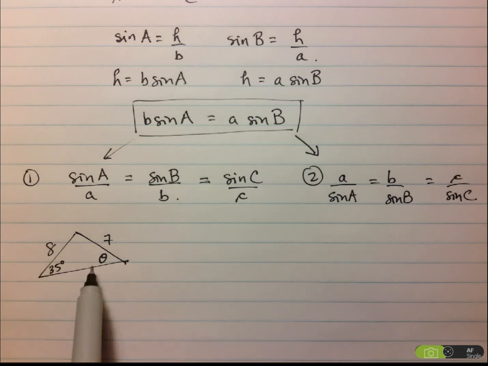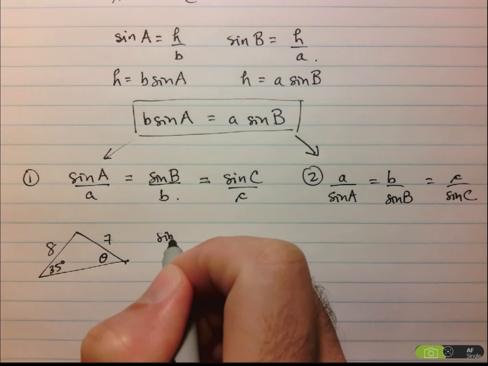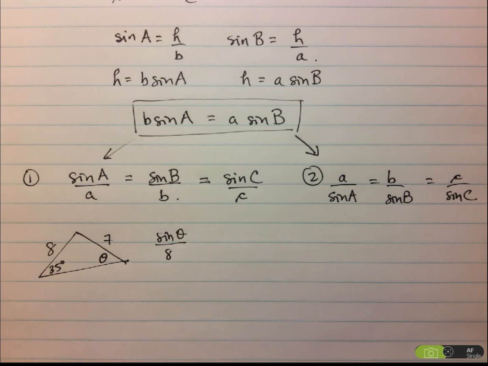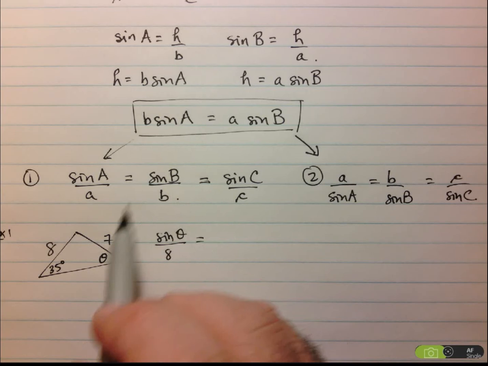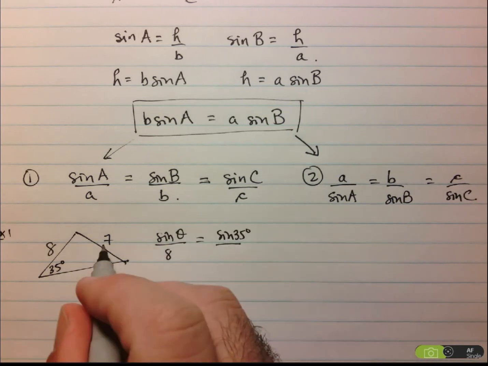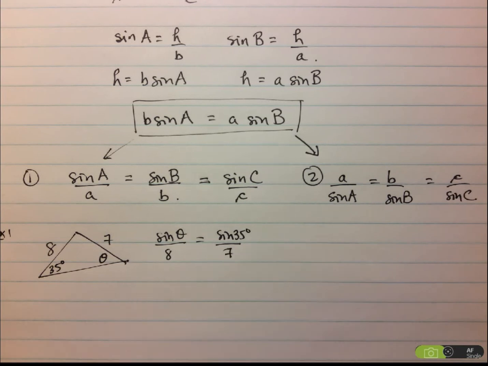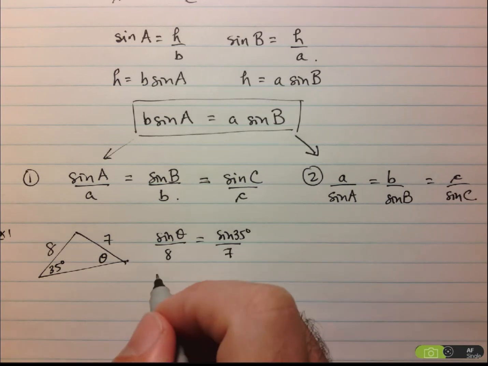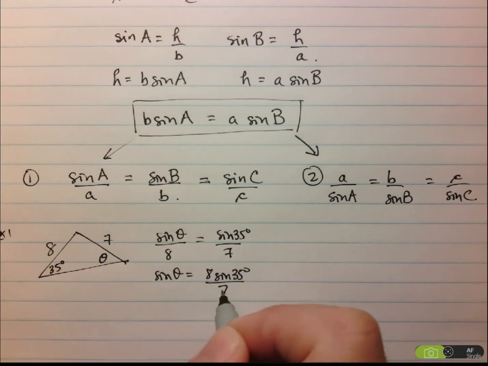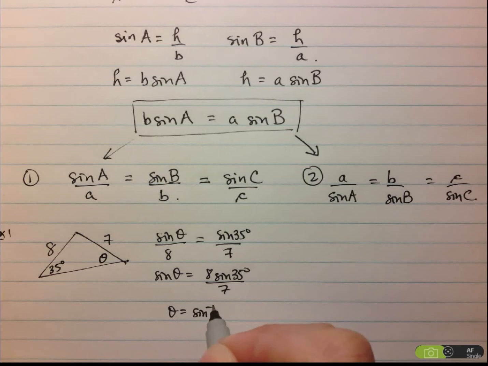So here, let's say we're looking for theta, so I've got sine theta. And what do I need in the denominator? Its opposite side, so 8. By the way, we'll call this example 1. And on the other side of the equation, I know angle 35, so sine of 35 degrees over its opposite side 7, and I have an equation with only one variable. In order to solve that, sine theta is equal to 8 sine 35 degrees over 7, and then theta is just inverse sine of 8 times sine 35 degrees over 7.